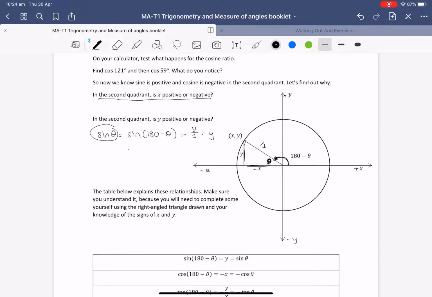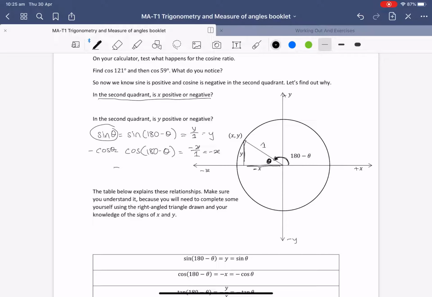So let's talk about cos 180 minus theta. So remember, cos 180 minus theta is the same as, well, let's have a look. Adjacent over hypotenuse, it'll be negative x over 1. So it'll be negative x. That means it's going to be, remember cos is x, so it's going to be negative cos theta. That means that cos is negative in the second quadrant.